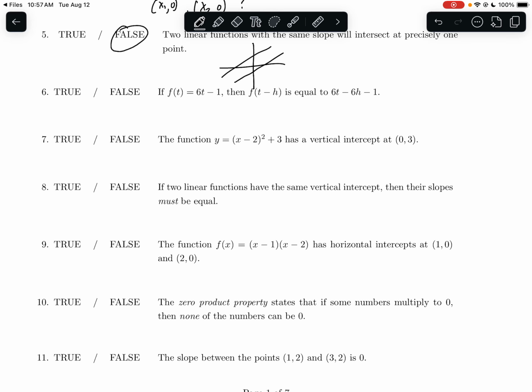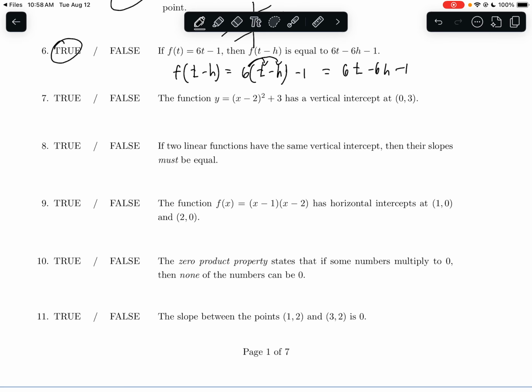Next one, this is just something you would compute. f of t minus h. So you replace every instance of t in the formula with t minus h, just like you would for a number. And we end up with sits t minus sits h, distributing the sits to the t and sits to the minus h, minus 1, and that's what it claims to be, so that's true.